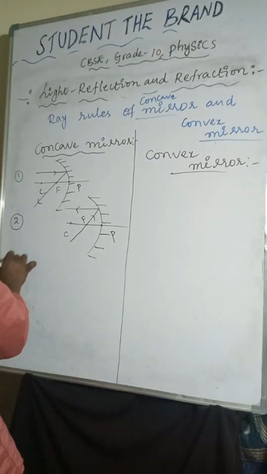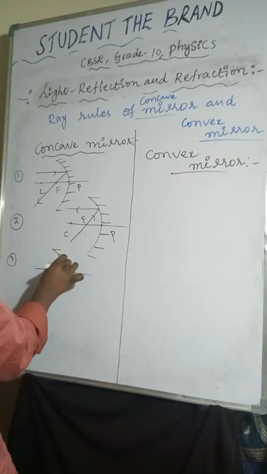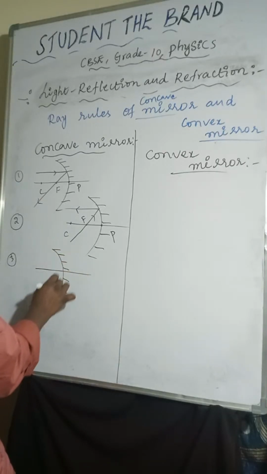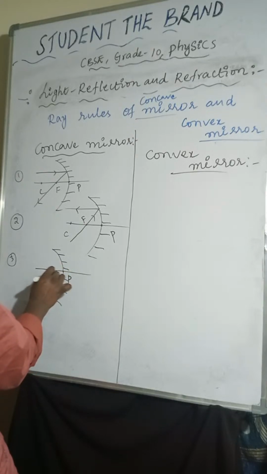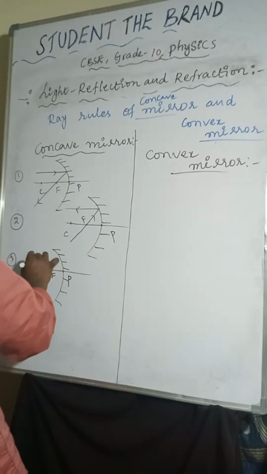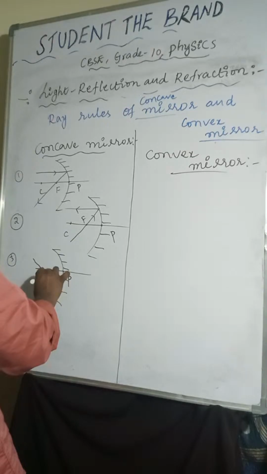Third one. Pole, focus, center of curvature. A light ray passing through the center of curvature, after reflection, retraces its original path.